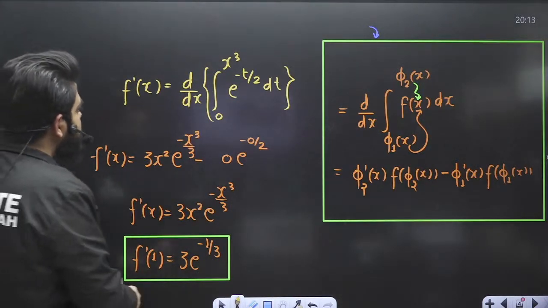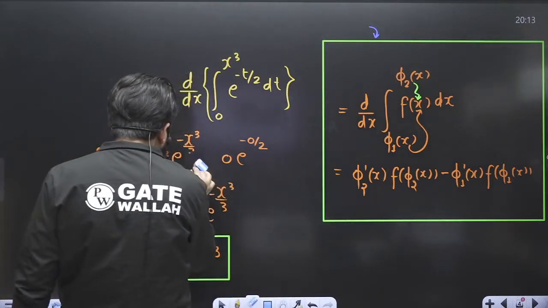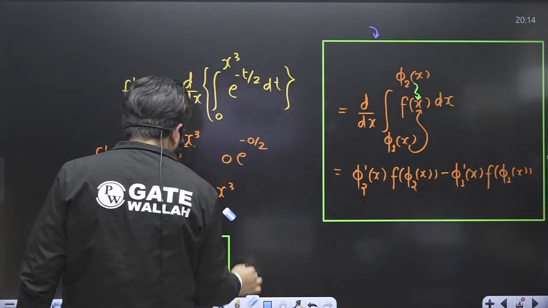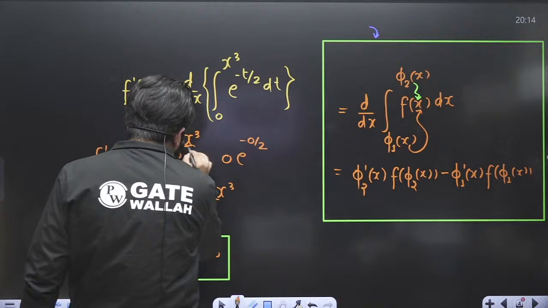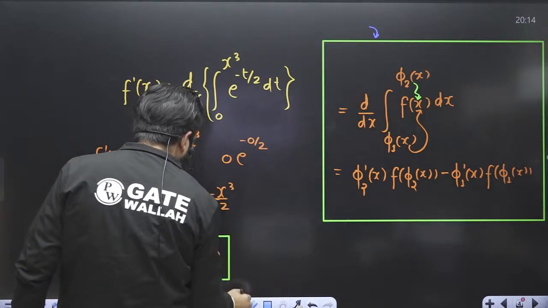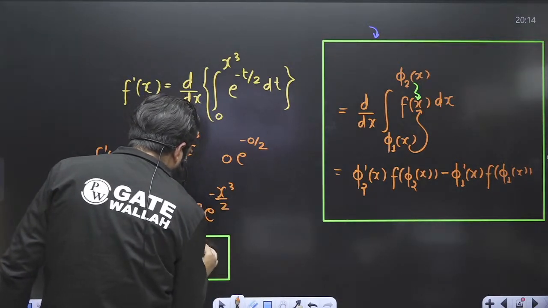Yes, this is minus x cube by 2. Okay, this is also by 2. So this will become e to the power minus 1 by 2.